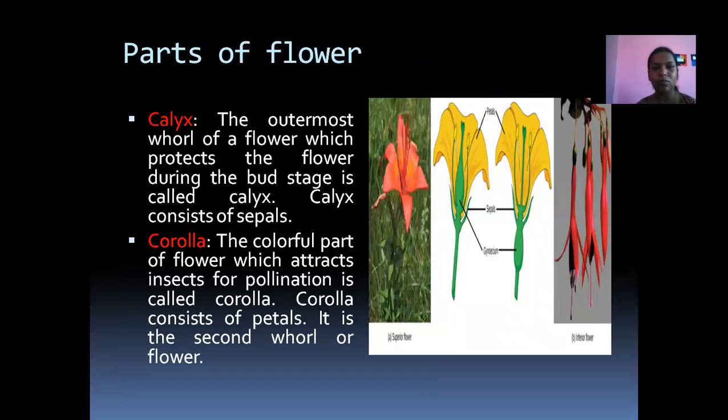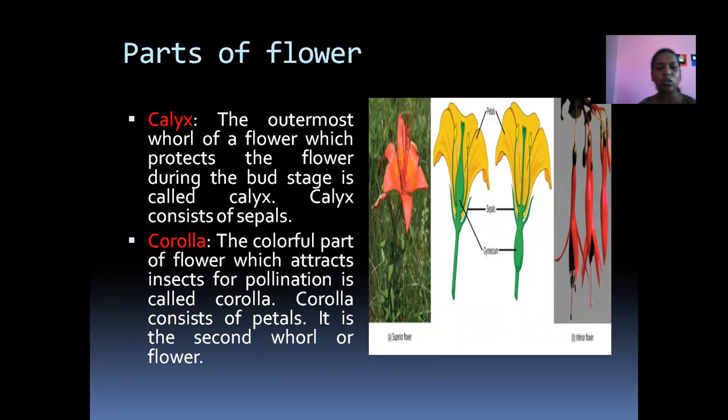Okay. Now the calyx. The outermost whorl of a flower, which protects the flower during the bud stage, is called the calyx. Calyx consists of sepals. You can see the figure, this highlighted part also. The green part is known as the sepal. It protects the flower during the bud stage.